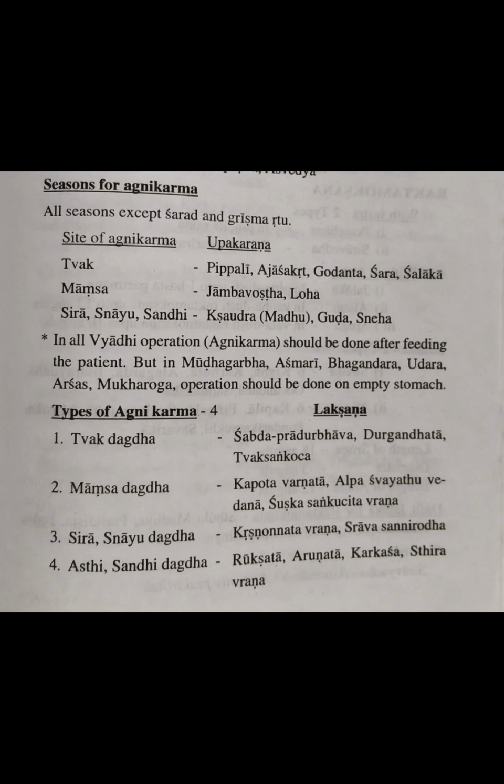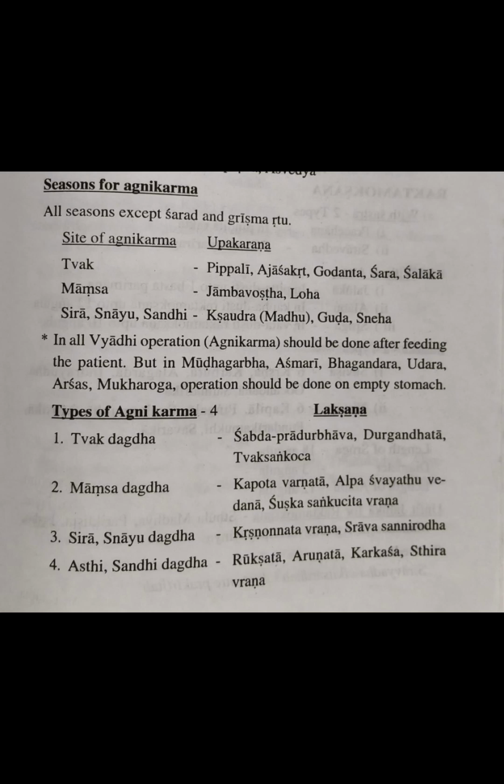Then Mamsa Dagdha, if you are doing Agni Karma on the muscles, what are the lakshanas? You can see Kapota Varna, very important. Kapota means pigeon, so a pigeon color will be obtained. If you are doing Agni Karma in Mamsa Pradesha, that much area will become Kapota Varna. Alpa Shvayathu Vedana, a little swelling and a little pain will be there. Shushka Sankuchita Vrana, you can see the ulcer formation in the Mamsa Pradesha.